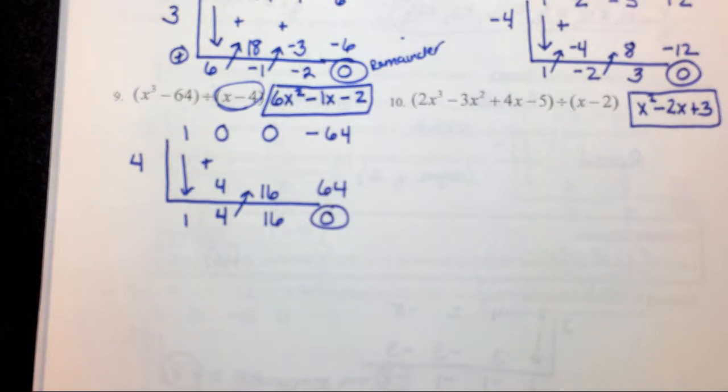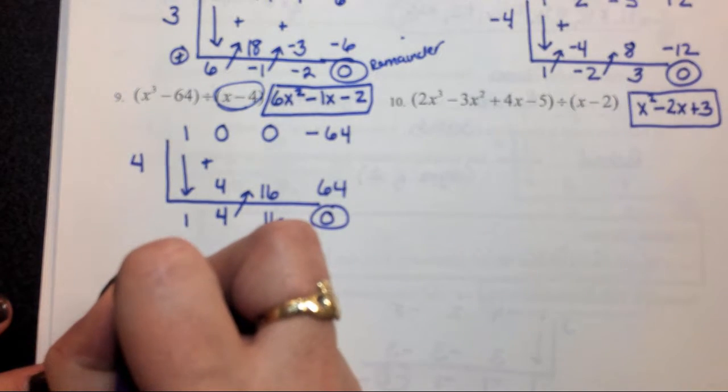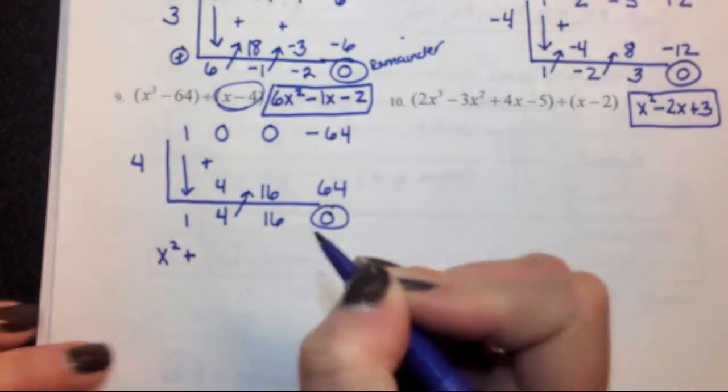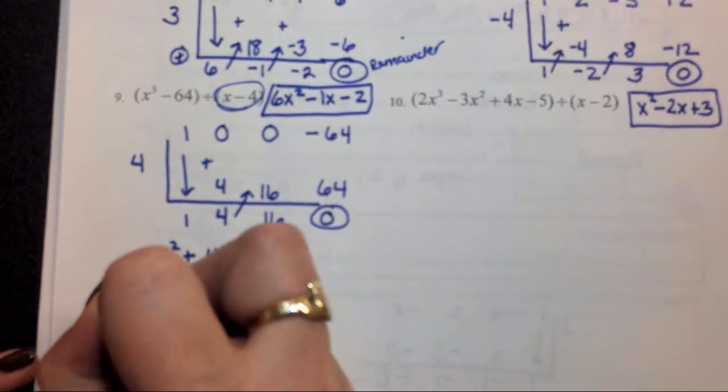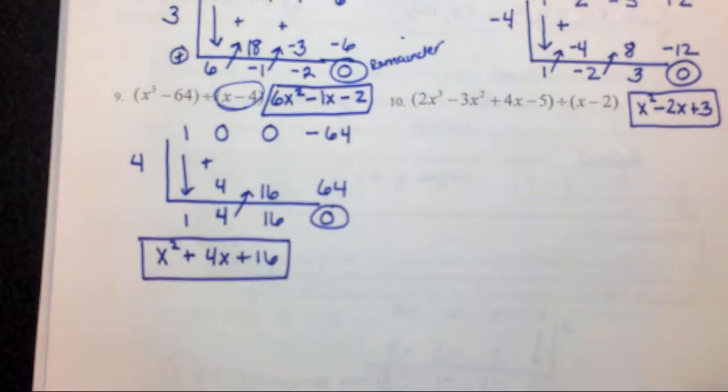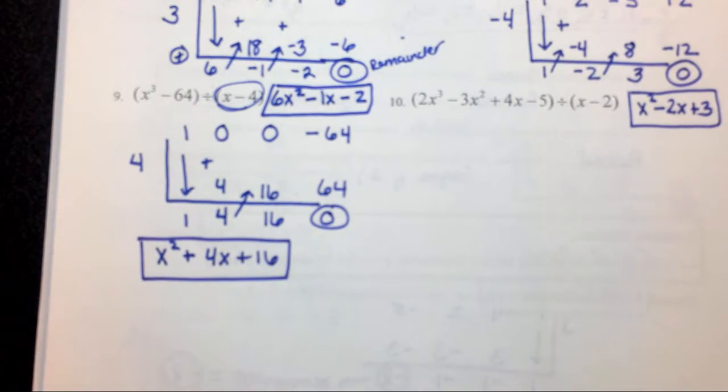So now remember, I started with an x to the third. So what's the answer going to look like? I'm going to start with a what? Squared. X squared, yeah. So 1x squared plus what comes next? 4x. And what comes finally? 16. You can have remainders. Yep, you can have remainders. I think you have to. Okay. Any questions?